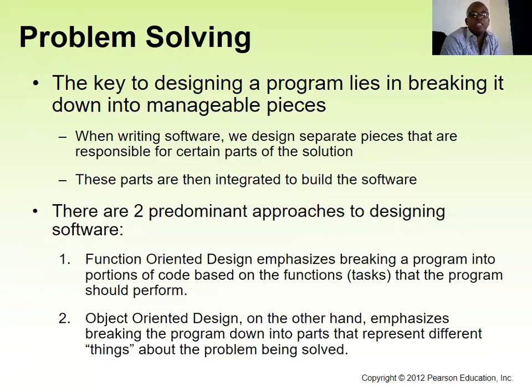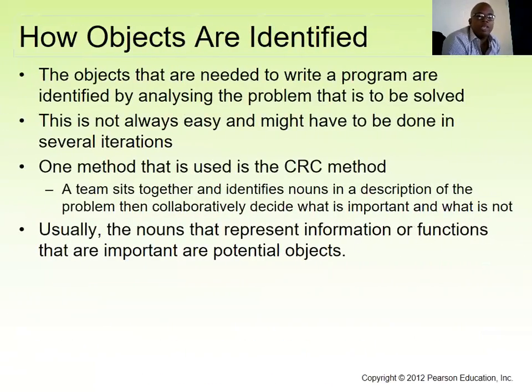The second approach is object-oriented design, which emphasizes breaking the program into parts that represent things about the application. A different way of thinking, but a lot of people suggest that it's a more natural way of thinking, and the jury's out on that, we will decide as we go along. So, if we have a problem statement, right? How do we determine what are supposed to be the objects that will form a part of our solution, if we're taking the object-oriented approach, right?